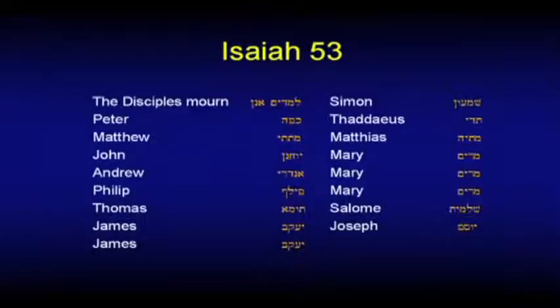But the thing that's really interesting about Isaiah 53 isn't this. You have encrypted in 12 verses all the people that were at the foot of the cross. Not all of them, but a list of people that were. Peter, Matthew, John, Andrew, Philip, Thomas, two Jameses, not three. The third didn't become a believer until after his resurrection. Simon, Thaddeus, Matthias. There are three Marys, and there were. In fact, one of them is interwoven with the encryption of the name John. Ooh, that's interesting. Salome and Joseph.